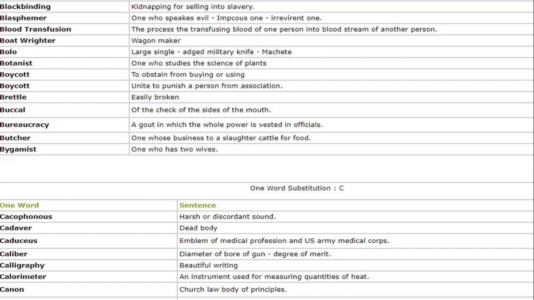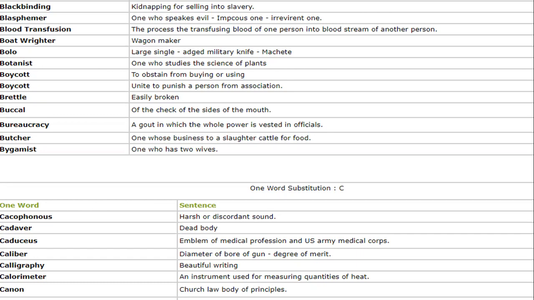Bureaucracy, a government in which the whole power is vested in officials. Then butcher, one whose business is to slaughter cattle for food. Bigamist, one who has two wives is said to be bigamist. Coming to the letter C, cacophonous, that is harsh or discordant sound. Cadaver, cadaver is dead body.